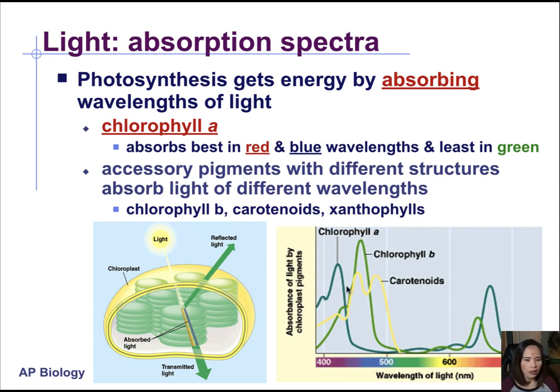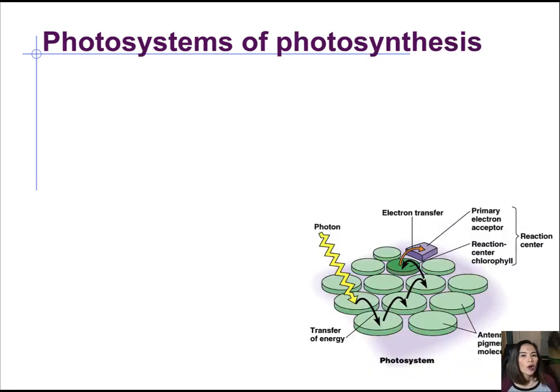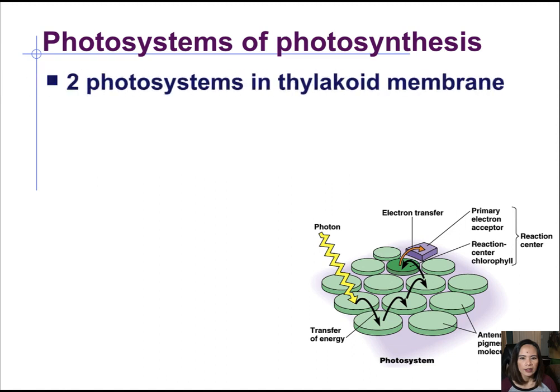As you can see here in this graph, there is actually a bit of a difference in the absorption of light. And that mainly is the reason why your plants are green, because of that combination of chlorophyll found in the plant. Now let's take a look at photosystems.